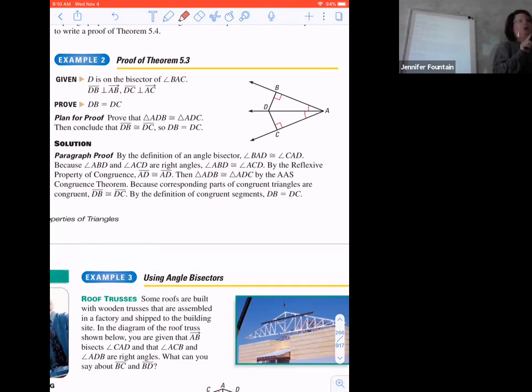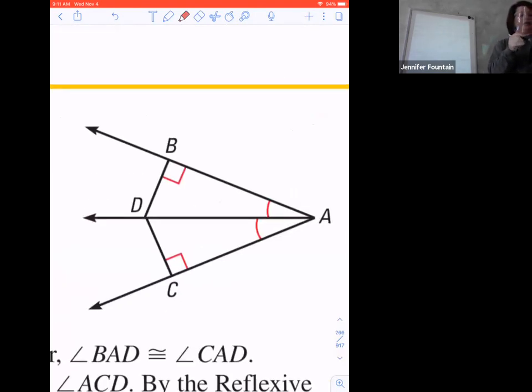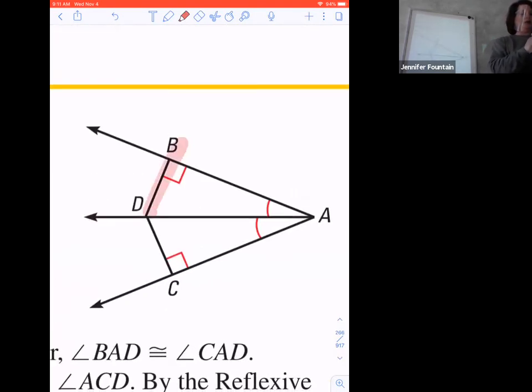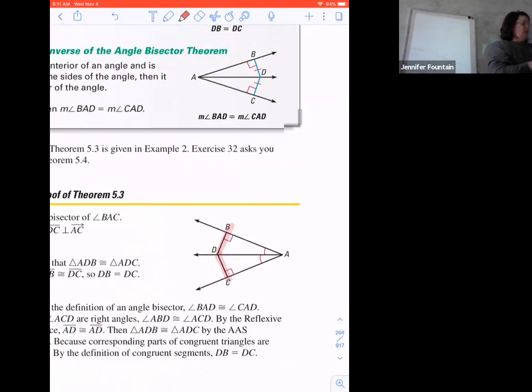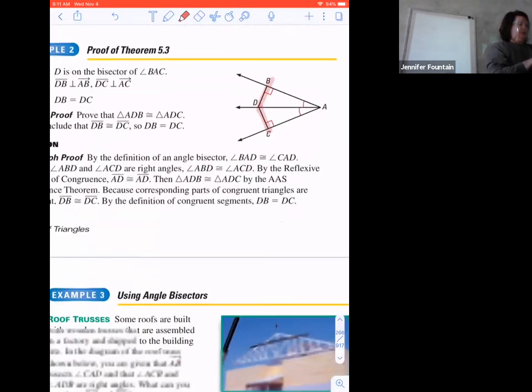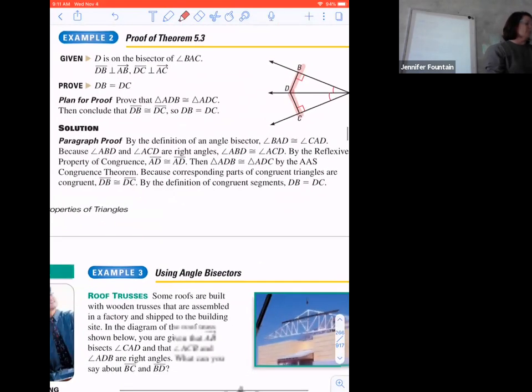I also know that when I look at my sides, where my sides intersect with my angle, when I'm looking at this right here and this right here, notice that that intersection point makes right angles. So when I'm looking at the distance from the bisector to each side, 90-degree angles are formed along those two sides. So again, in this situation, we're trying to prove that DB is equal to DC.